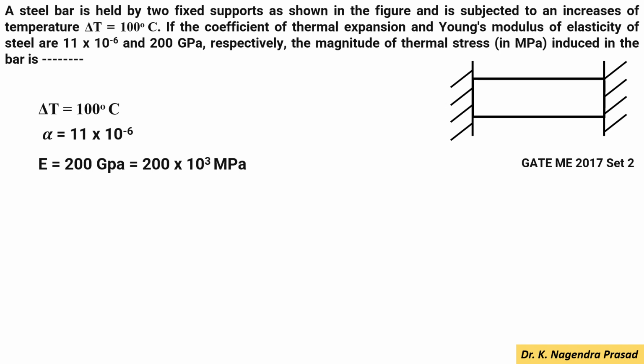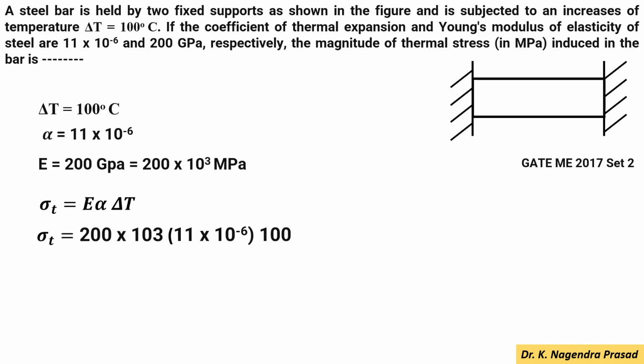Then you have to determine the thermal stresses due to the temperature change. So we know the equation sigma T equal to E alpha delta T. Then substitute all the values in this equation. We will get sigma T equal to 220 MPa.